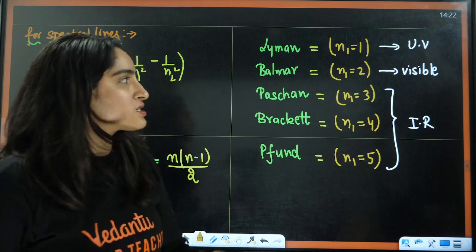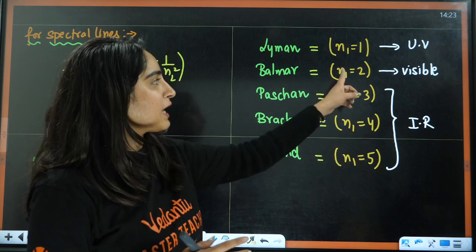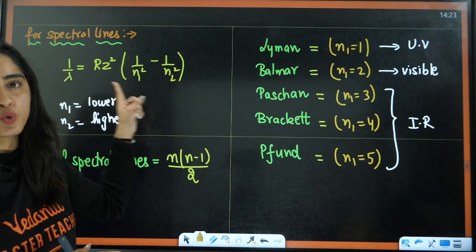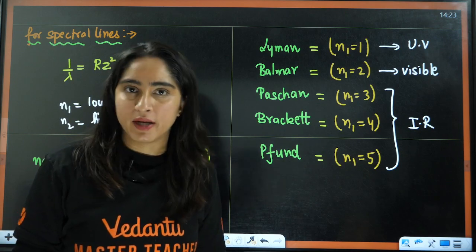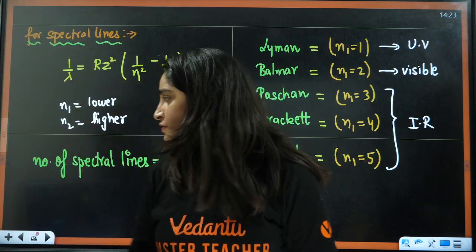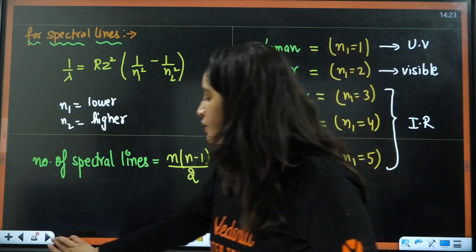They can directly ask in the question about one particular wavelength that lies in the visible region. That means they are saying n1 is equal to 2. So we'll put n1 equals 2 in this formula, and you have to calculate n2, or you have to calculate the lambda here, right? Next, the number of spectral lines is equal to n(n minus 1) divided by 2.